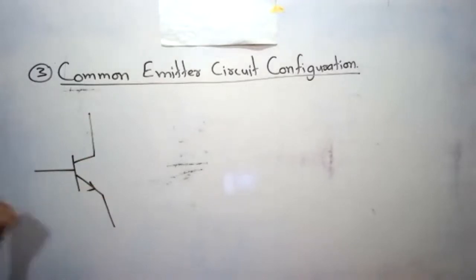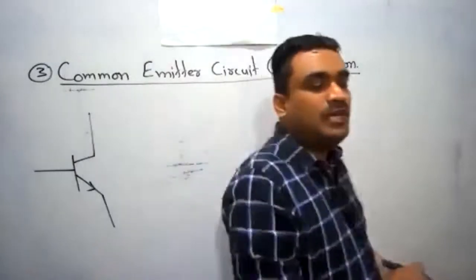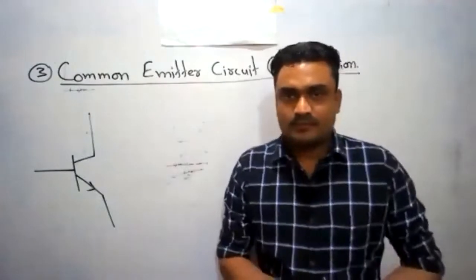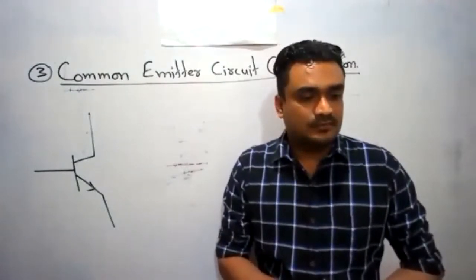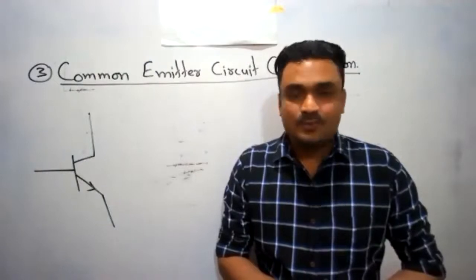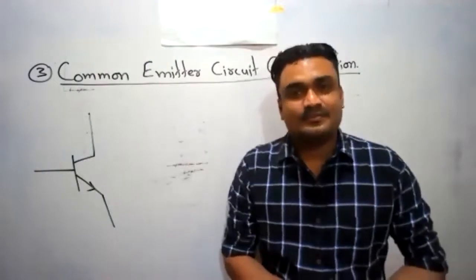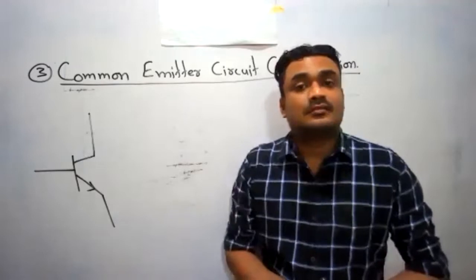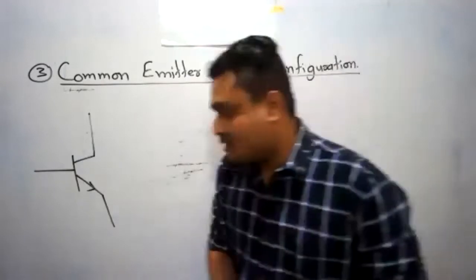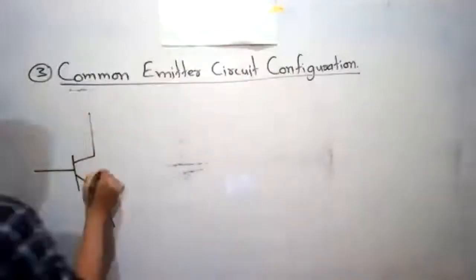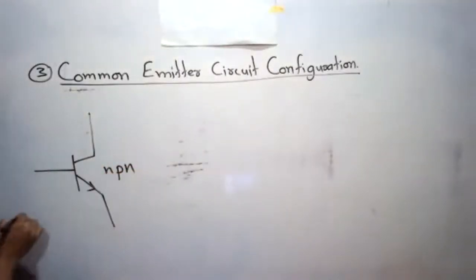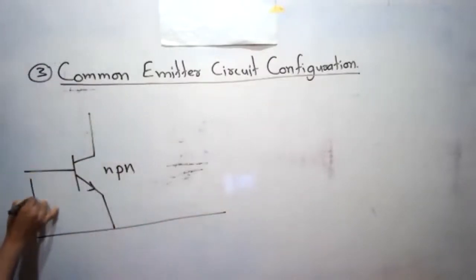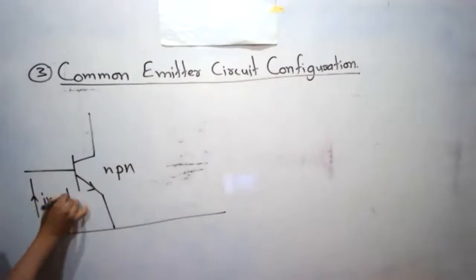Please tell me whether this is a PNP transistor or an NPN transistor. NPN, sir. Speak loudly. NPN, sir. Reason? The arrow is away from the base. As the arrow is away from the transistor, this is an NPN transistor. Right? This is collector. It's common for both input and output.